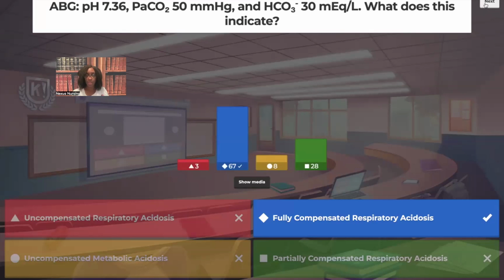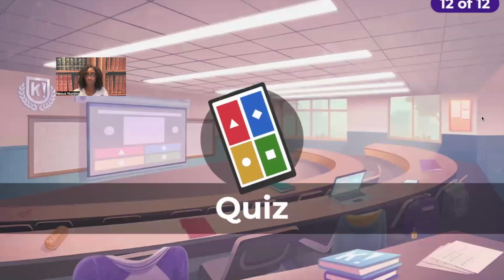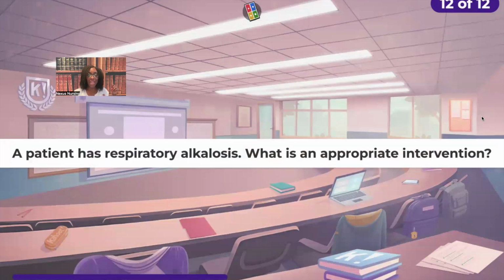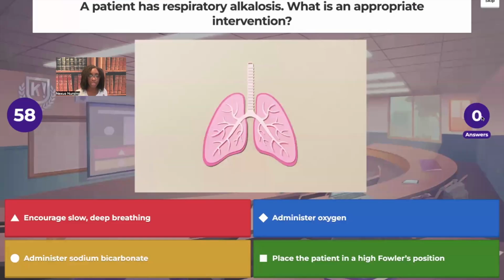We got one more, and then we're done. A patient has respiratory alkalosis. What is an appropriate intervention? Encourage slow, deep breathing, administer oxygen, administer sodium bicarbonate, or place the patient in high Fowler's position. Patient has respiratory alkalosis. What is an appropriate intervention?